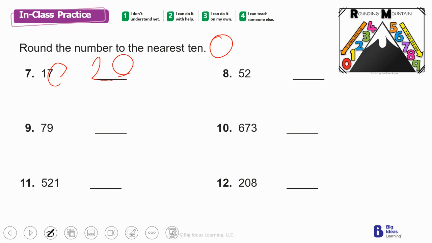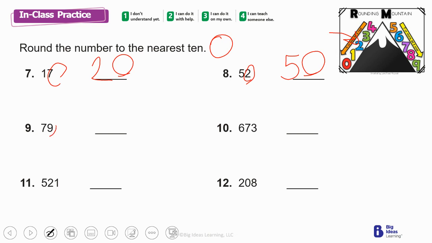So now let's look at number 8. If I look at number 8, the 2 tells the 5 to do what? Well, if I look over here, the 2 is going to tell the 5 to rest. And then the 2 becomes a 0. So 52 rounded to the nearest 10 will be 50.